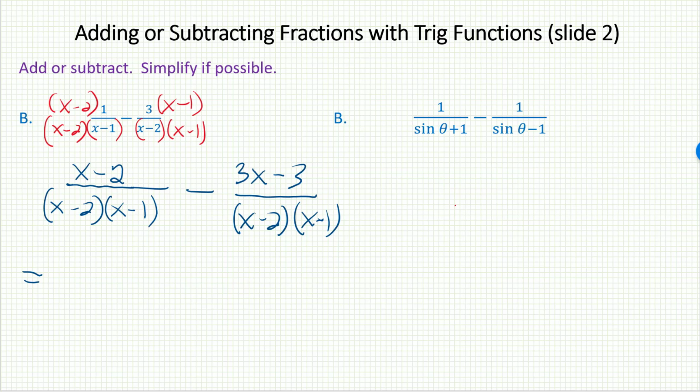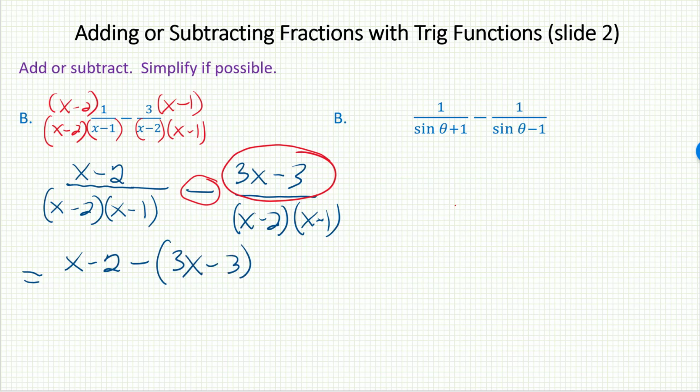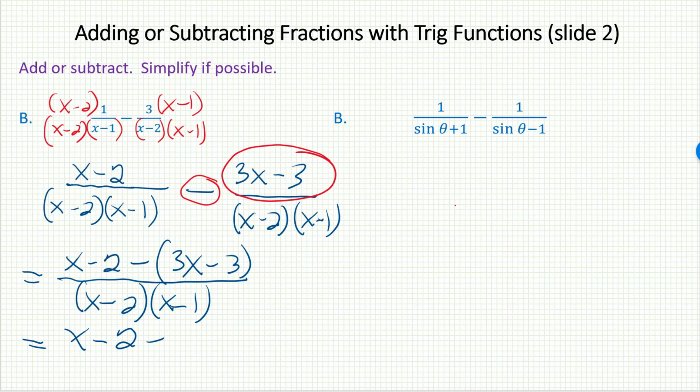Be careful here. When you subtract, you need to subtract this entire top. In fact, you might even want to write it down, minus parentheses 3x minus 3. The whole thing needs to be subtracted. The bottom, of course, stays the same. In order to subtract that whole thing, I'm going to have to distribute that minus throughout. So it becomes minus 3x and then plus 3.